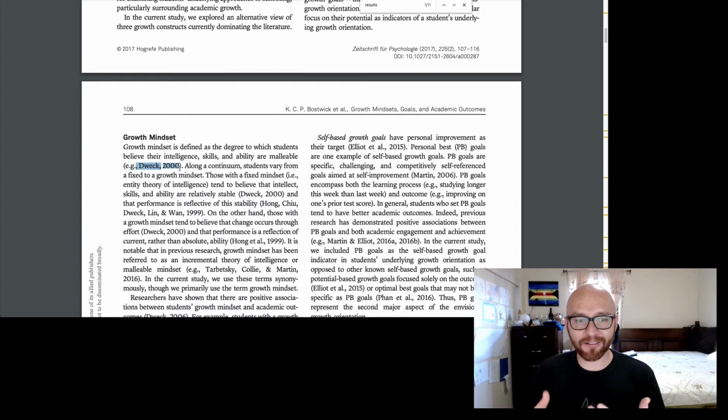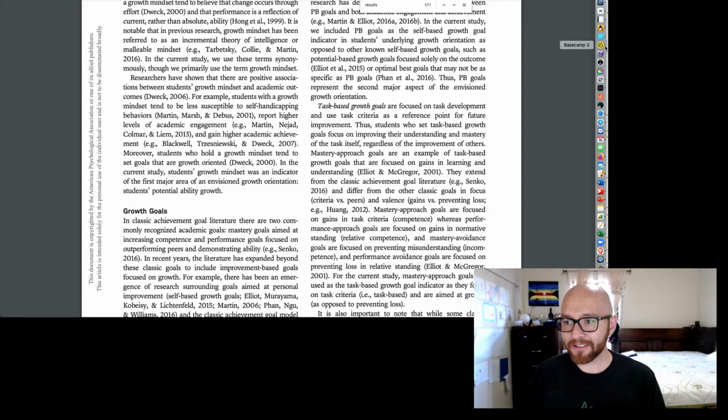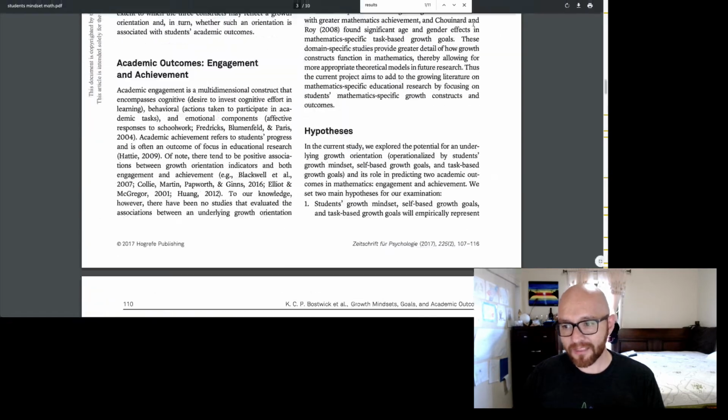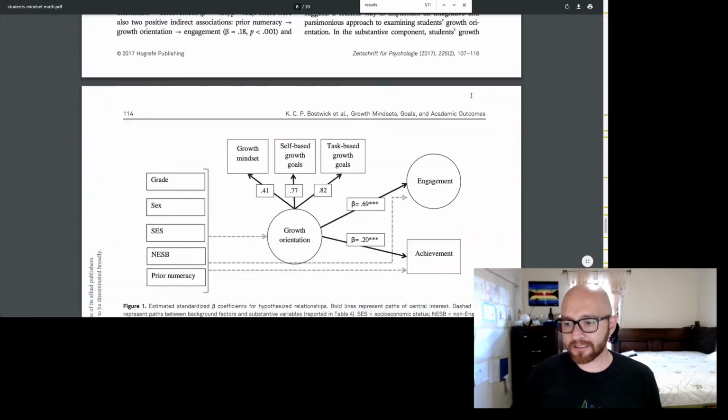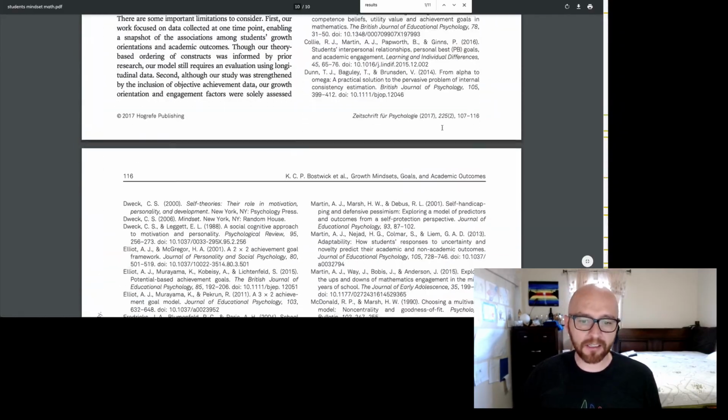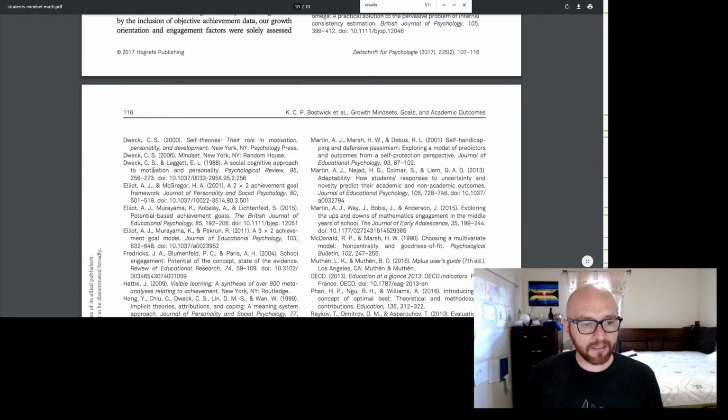That's actually the person that coined mindset, that did the initial research on mindset. So let's say you found it was completely related to your topic. Okay, great. Then go to the reference section. Give me a second and let me scroll down all the way. Here I am. Look for Dweck 2000. Here it is. Then look up that original source.